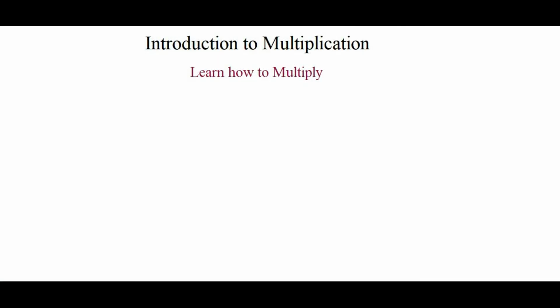Introduction to multiplication. Learn how to multiply. When you have two numbers that you want to multiply, there are three different ways to do it. The first method is to use multiples. If you can count in multiples, then you can use multiples as a way to multiply.